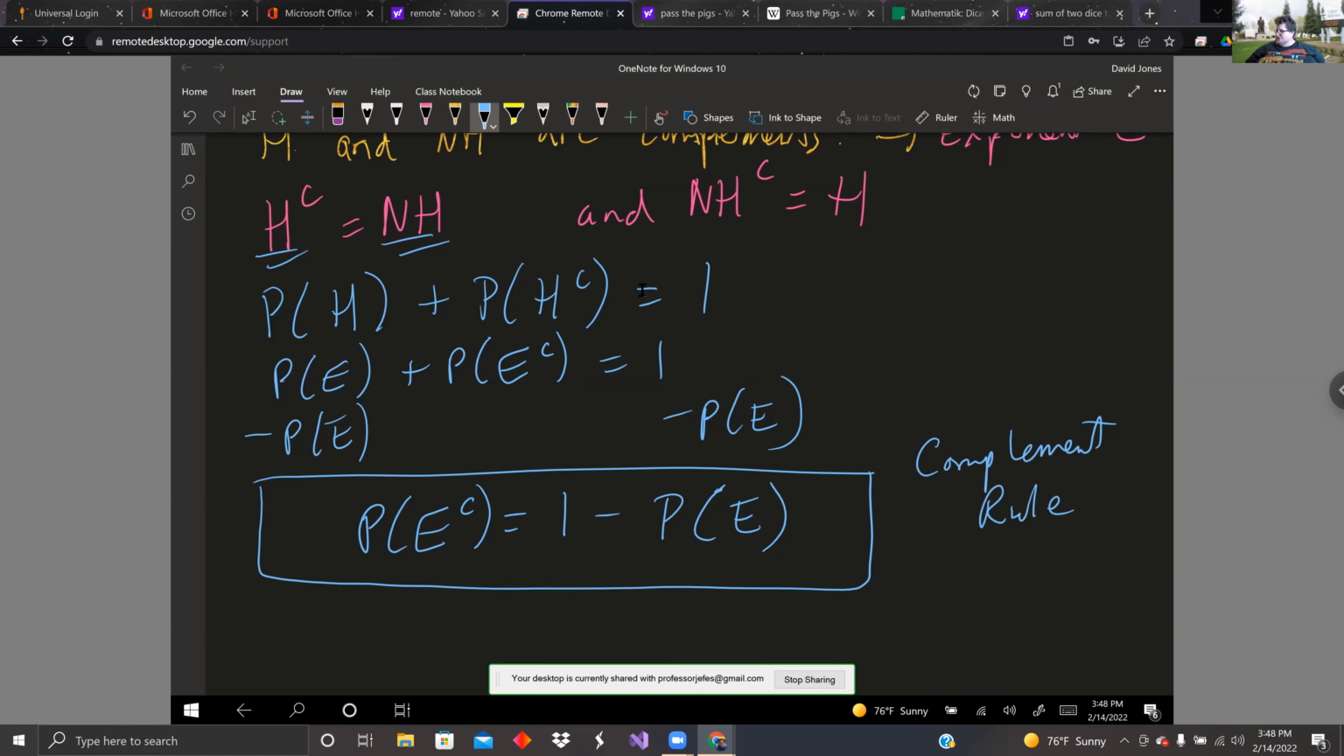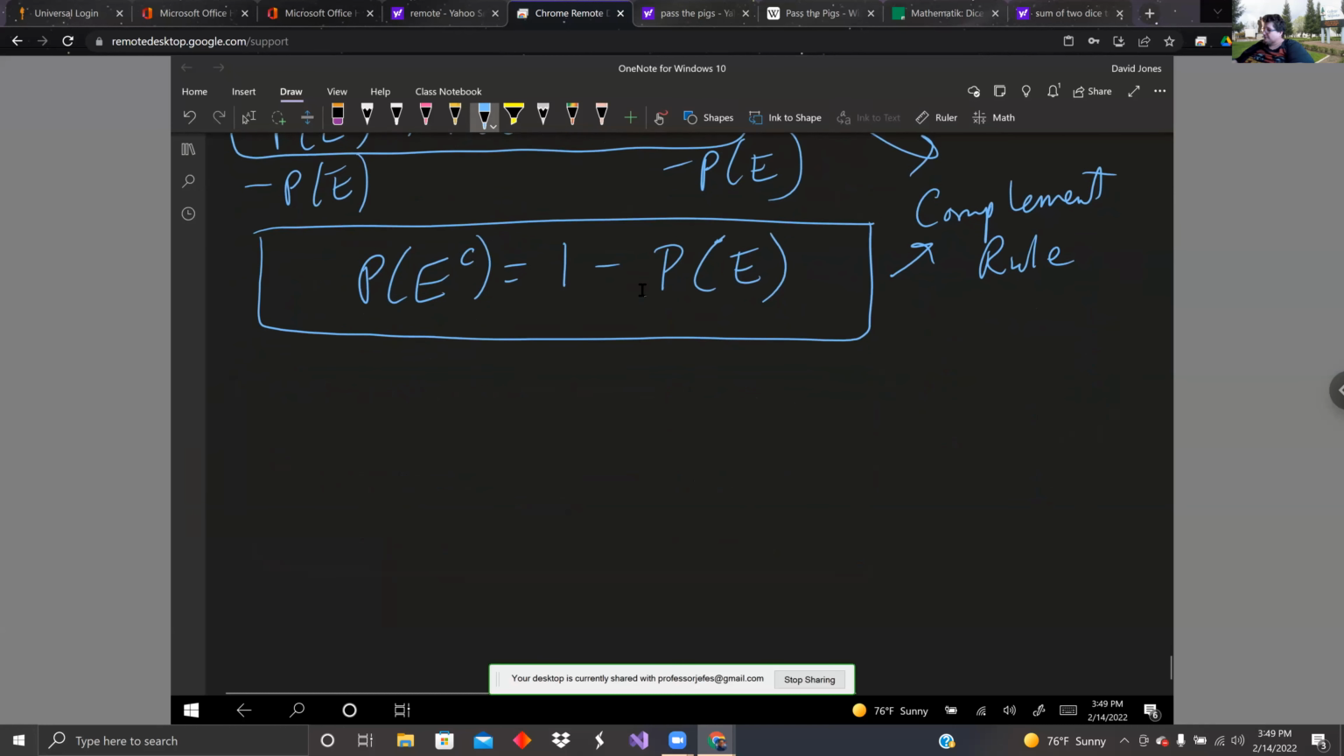Or another variation of it. This is actually the complement rule as well. The two complements have to add up to 1. Or we can rewrite it like that. Where this comes in really handy, check this out. It's like magic here.